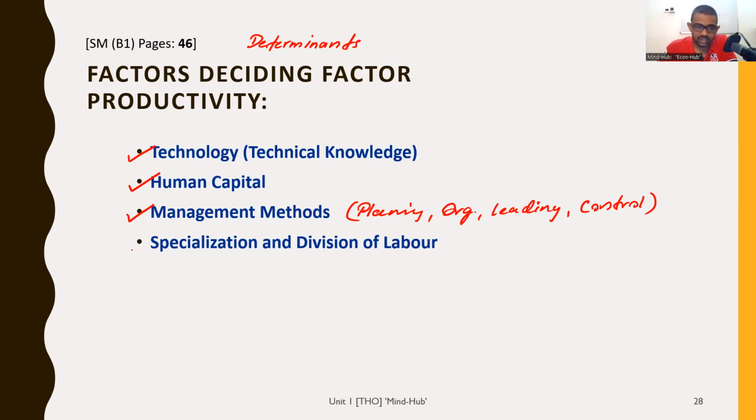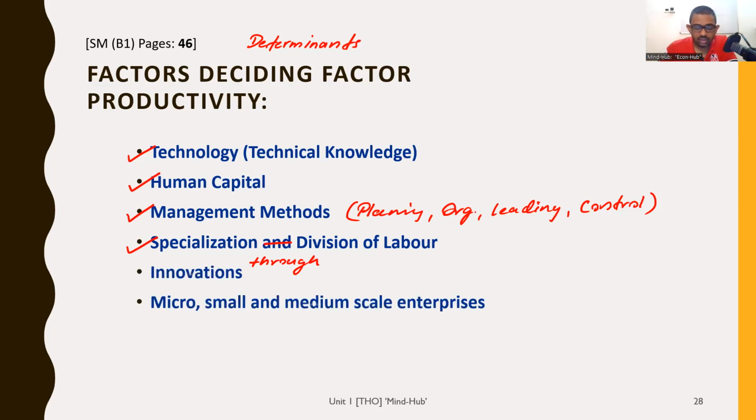Specialization, you can say, and division of labor, or you can say specialization through division of labor. That's how we get to specialization, through division of labor. Then we have innovations, right? So innovations mainly are created through R&D. Can someone tell me what is R&D? Innovations are mainly created through R&D. What is R&D?